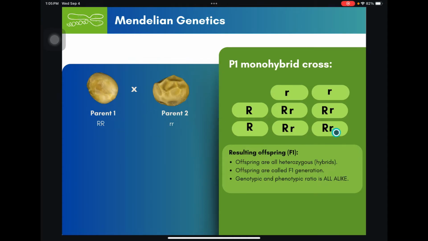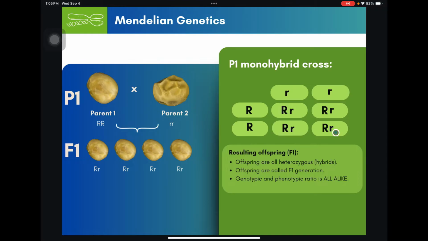But the answer in this one is that technically all plants will contain the round seeds. Since round technically is the dominant trait, and since all of the offspring contain at least one dominant allele, they will be expressing round peas rather than wrinkled seeds. Again, recessive traits could only be expressed if a specific trait contains two recessive alleles.